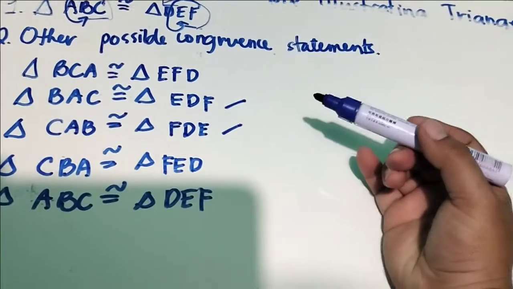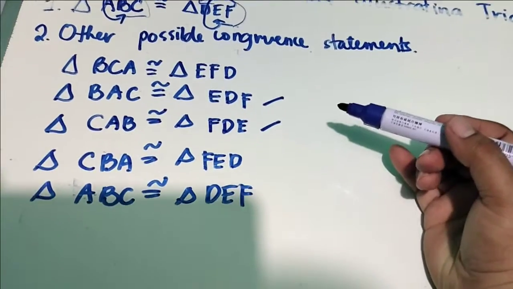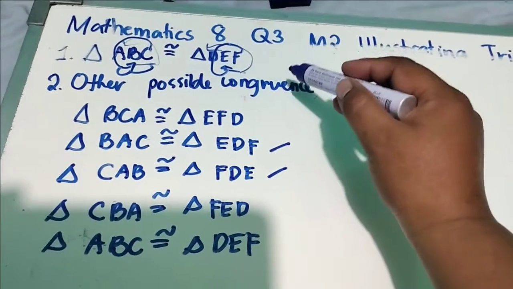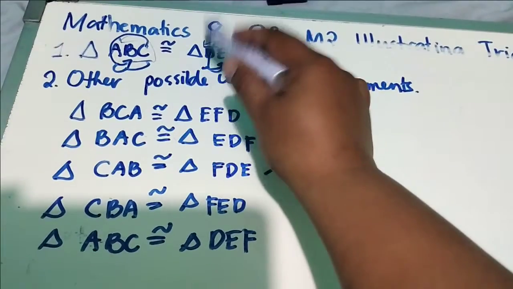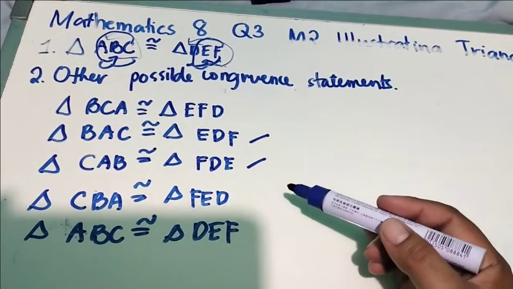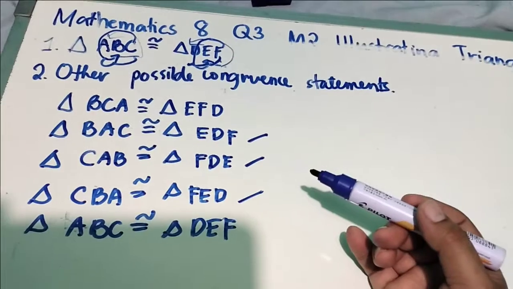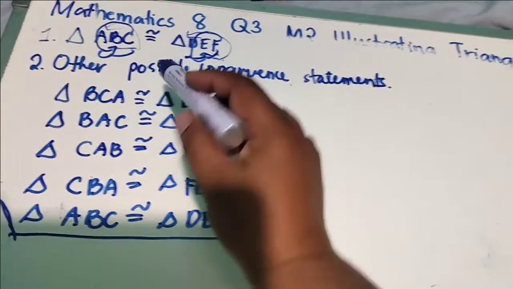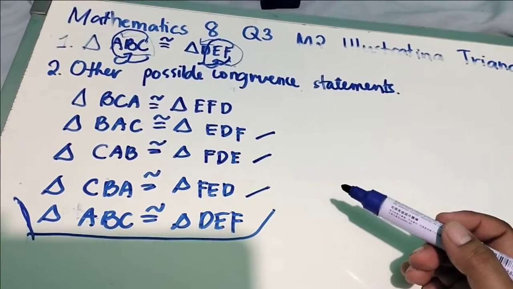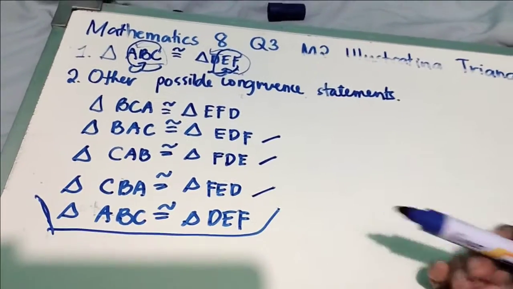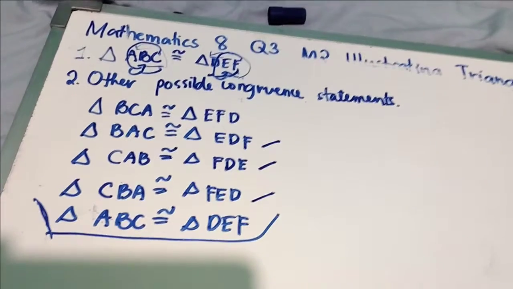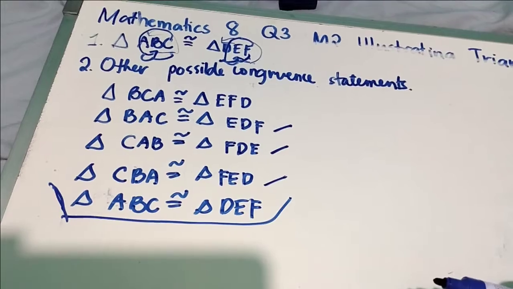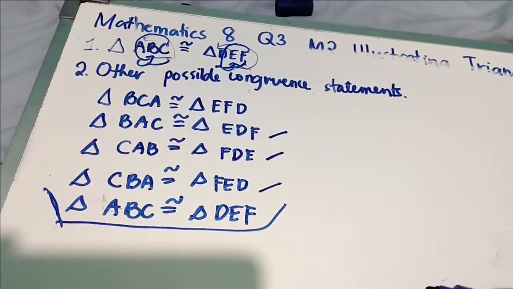This one. And then another is triangle CBA is congruent to triangle FED. Okay. And then triangle ABC, which I had given as a given, is congruent to triangle DEF. So that is all about corresponding parts of congruent triangles are congruent.